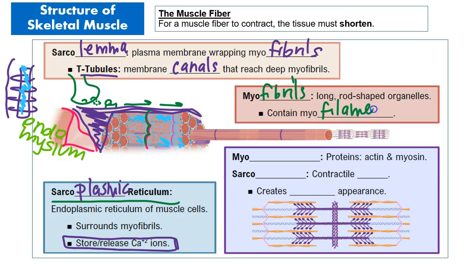So these myofibrils are long rod-shaped organelles within the actual muscle fiber, and they contain myofilaments. These myofilaments are nothing but protein. The two proteins that we see are actin and myosin. Remember I told you, my brain says myofibril, sarcomere, and sarcomere has the myofilament in it. Why? Because the sarcomere is basically a contractile unit, the fundamental contractile unit, and you can see a sarcomere here.